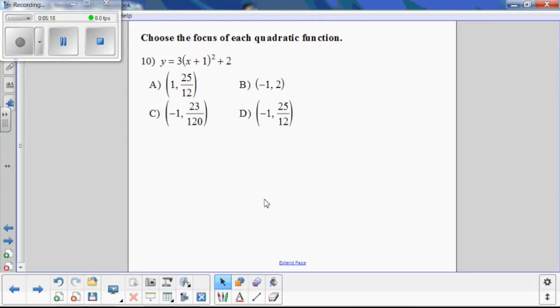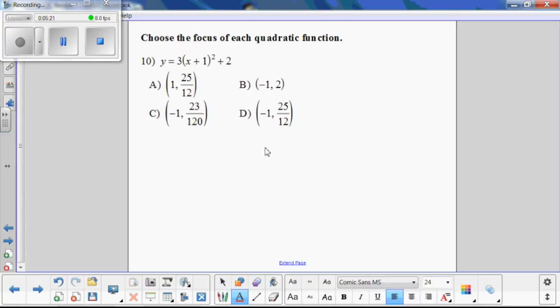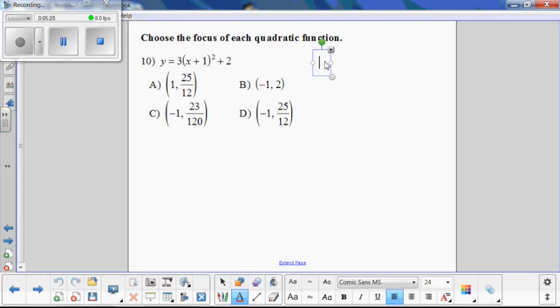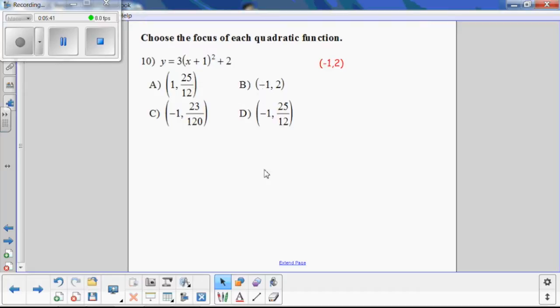Another thing we did was focus and directrix. When we're looking at the focus, we talked about how we always have the same x-coordinate as the vertex. So I see my vertex of this is -1, 2. The focus is always directly above or below the vertex. So I can automatically mark out B because that is my vertex. I can also mark out A because that does not have the same x-coordinate. So I know it has to be C or D.